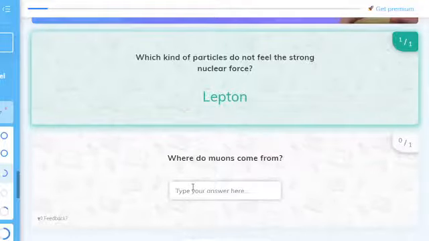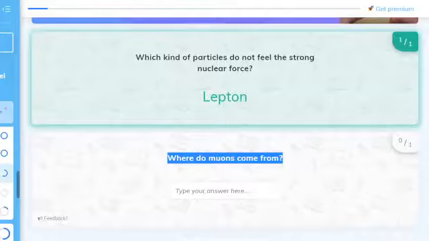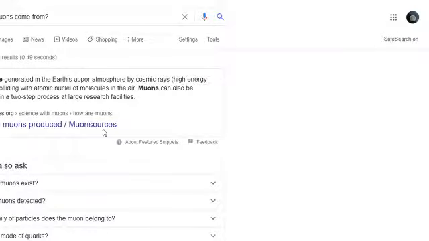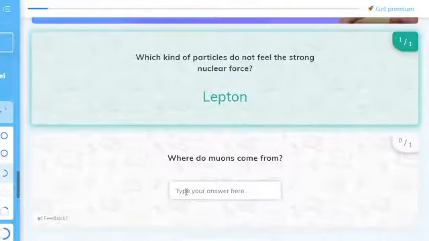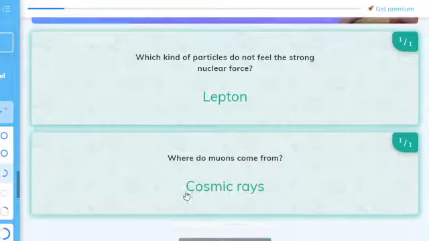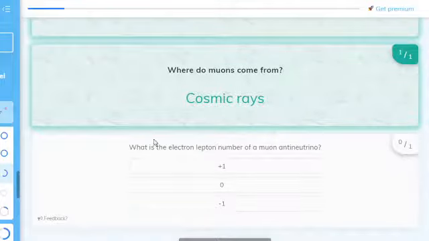Where do the muons come from? We use the power of Google. They come from the Earth's uppermost atmosphere. Oh, cosmic rays. That's where they come from, apparently. Shout at them for not telling us that we need to know this, and then giving us a question on it. What's the electron lepton number in a muon antineutrino?